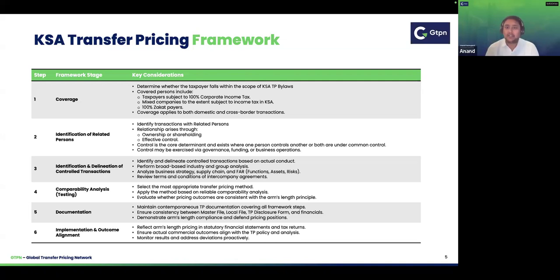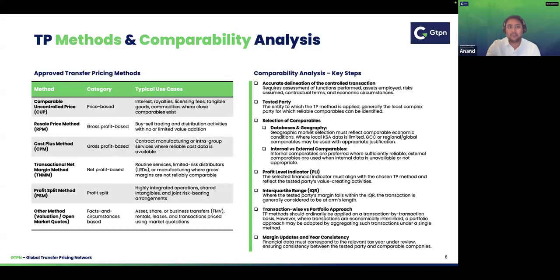Quite comprehensively covered, Rishabh. I think it'll be interesting that you have talked about the methods, maybe a bit more understanding on what we have in Saudi Arabia. What are the approved transfer pricing methods? Are there any differences that you see? Yeah, just go ahead.